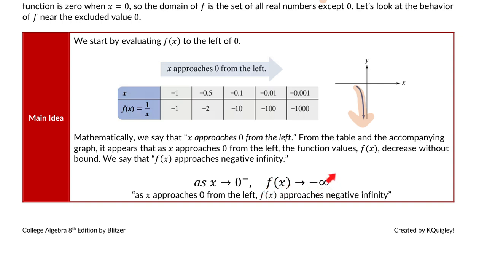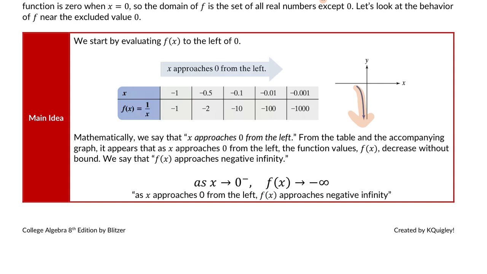The function is going down. So you would say negative infinity. To pronounce this correctly, you would say as x approaches 0 from the left, f of x approaches negative infinity. That's what you would say out loud. This is a limit, just not written in limit notation.